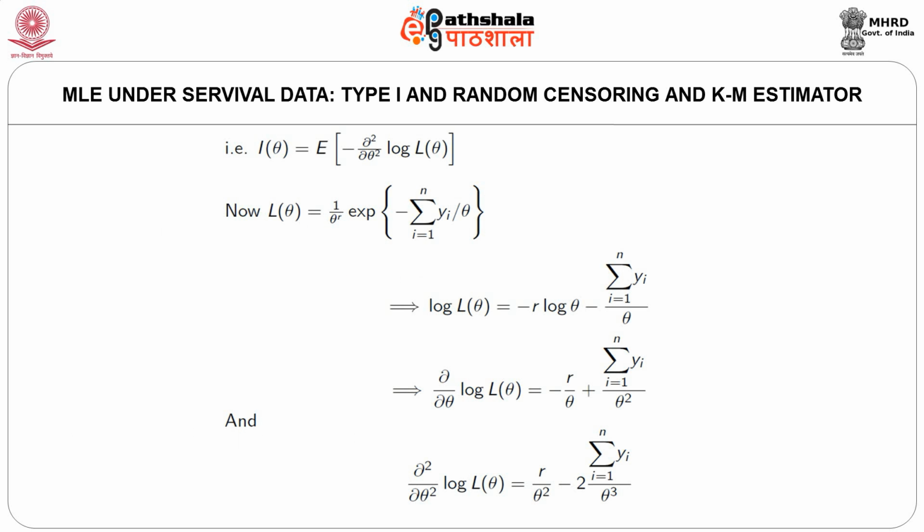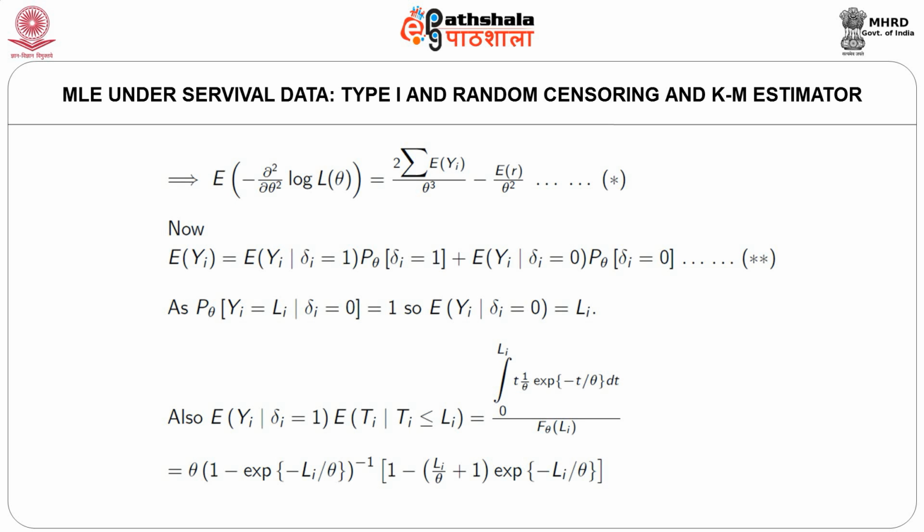Now I theta is equal to expectation of minus del square del theta square of log of L theta, where L theta equals 1 by theta to the power r e to the power minus summation yi by theta, and this implies log of L theta equals minus r log theta minus summation yi by theta. As a result, del del theta of log L theta equals minus r by theta plus summation yi by theta square, and finally del square del theta square of log of L theta is equal to r by theta square minus twice summation yi by theta cube.